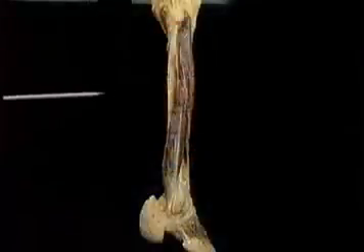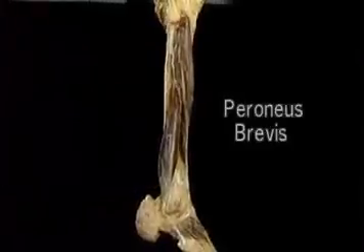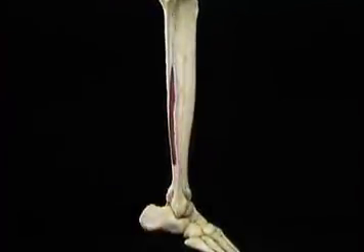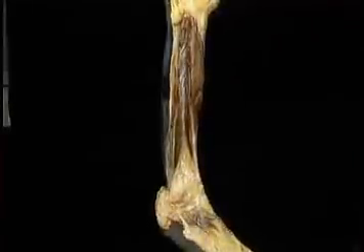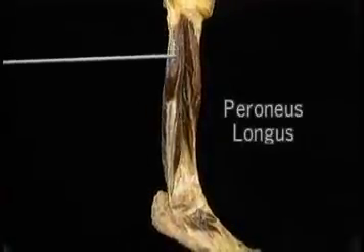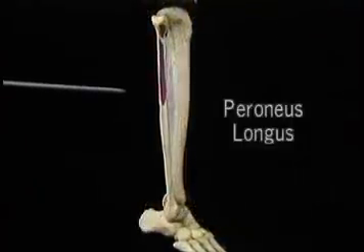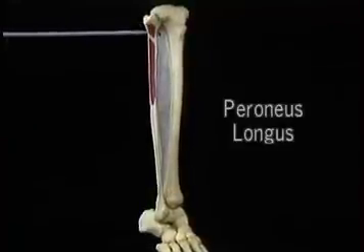Now we'll move on to look at the 3 muscles that evert the ankle: peroneus longus, brevis, and tertius. Here's peroneus brevis. Peroneus brevis arises from here on the distal fibula. Lying on top of peroneus brevis is peroneus longus. Peroneus longus arises from here on the proximal fibula. Its origin extends up onto the head of the fibula with a gap here.